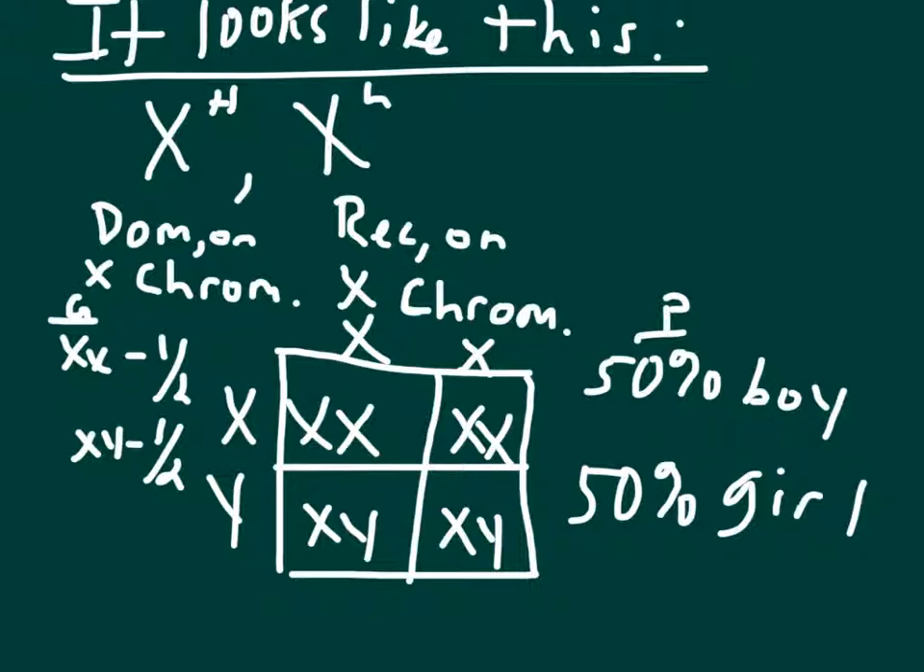Some families, yes, there will be 8 kids. 7 of them will be boys and 1 will be a girl. It's just probabilities. That's all that is.